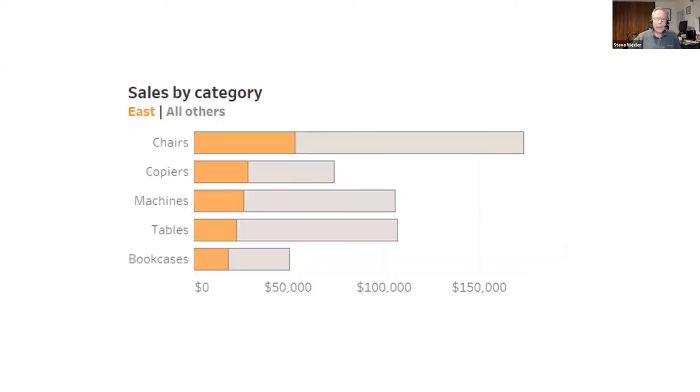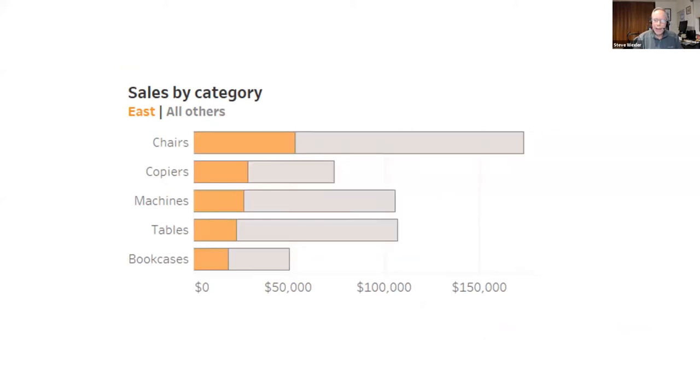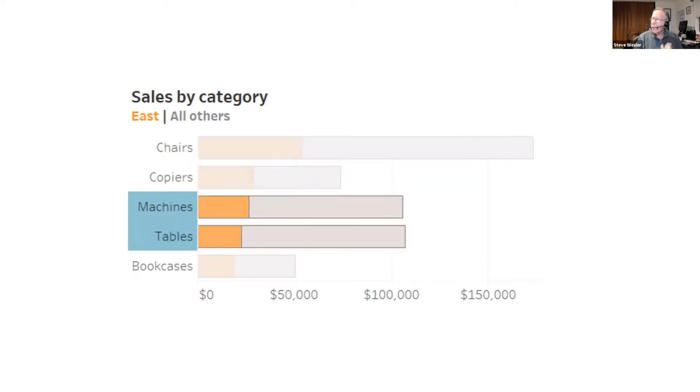I'll do one more, which is not just this 100%, but also I want to see how much larger something is than other things. So I can see the chairs overall is a little more than twice as big as copiers overall. Also, if I just look at the east, I can see that chairs is twice as big as copiers. I can also see that if I go back to this, the tables overall is a little bigger than machines. But for the east, I can see that machines is a little bit more than tables.